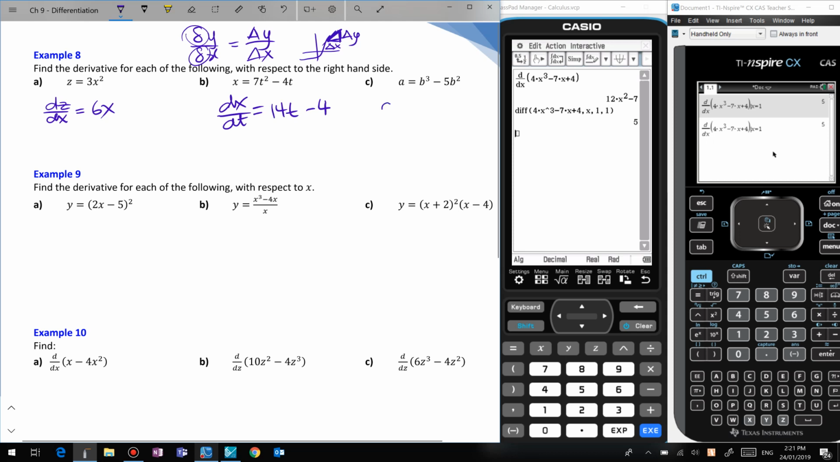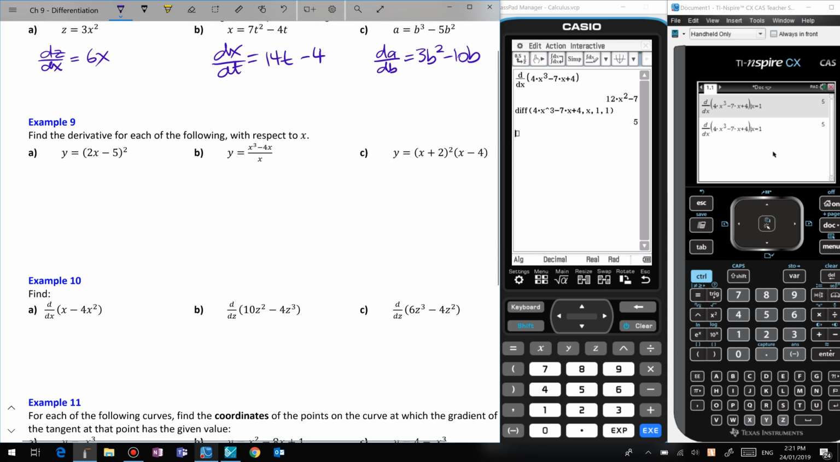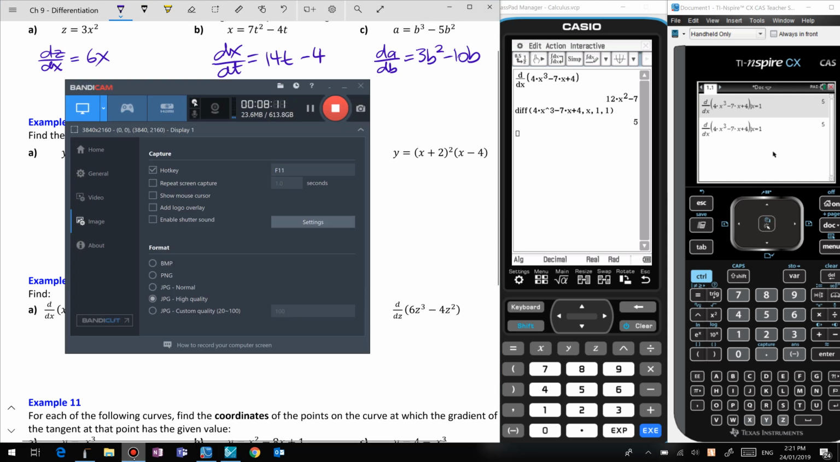Here we're going to get dA/dB, which is 3b squared minus 10b. Okay, if I want to derive this, we could use a chain rule if we know how to use a chain rule, or I'm just going to pause this for a second.